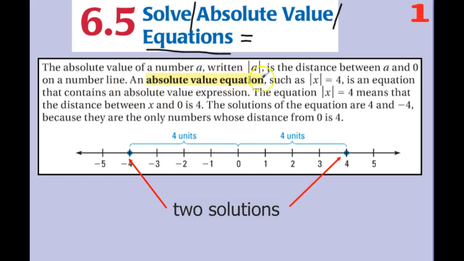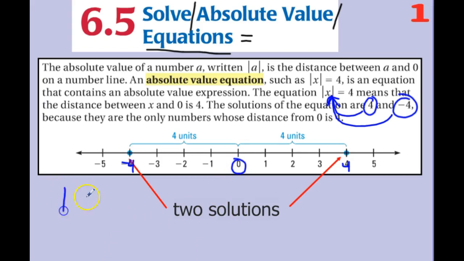An absolute value equation, such as absolute value of x is equal to 4, is an equation that contains an absolute value expression. The equation absolute value of x equals 4 means that the distance between x and 0 is 4. The solutions to this, however, are 4 and negative 4 because they're the only two numbers whose distance from 0 is 4. So x could be 4 or it could be negative 4, because negative 4 and 4 are the same distance from 0.